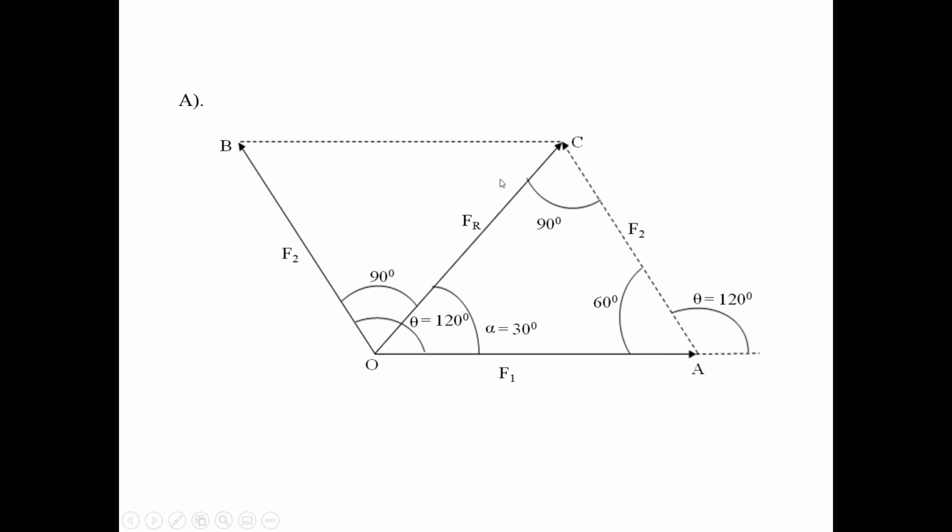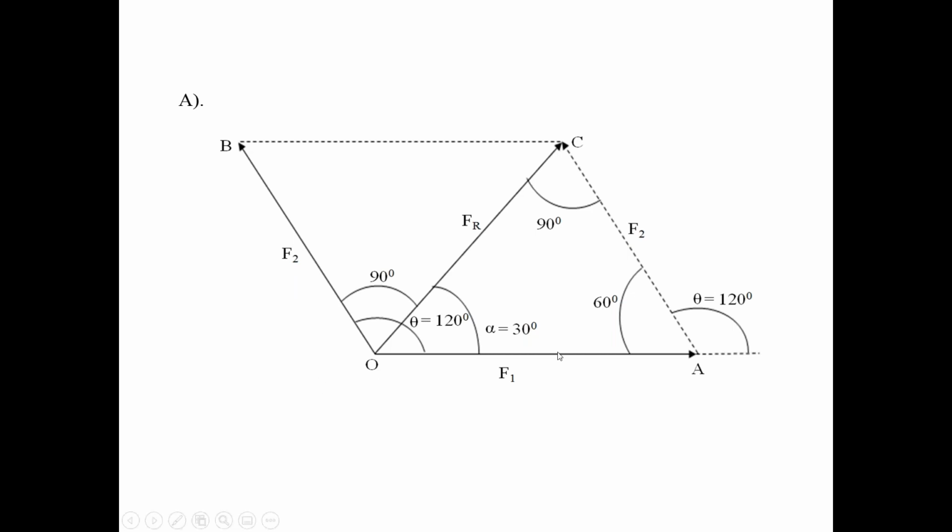Apply the sine rule in this triangle. According to the sine rule, OA divided by the sine of the opposite angle. For the side OA, the opposite angle is 90 degrees, so OA divided by sine 90 is equal to AC. For the side AC, the opposite angle is 30 degrees, so AC divided by sine 30 degrees is equal to the third side OC divided by sine of the opposite angle, 60 degrees. That is the sine rule of this triangle OAC. Follow that sine rule carefully.